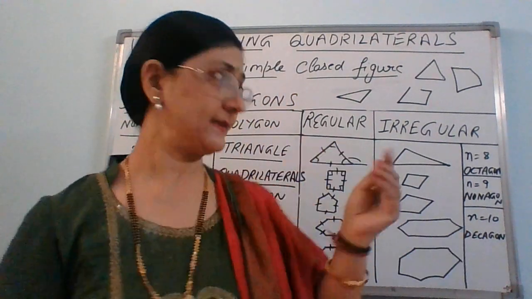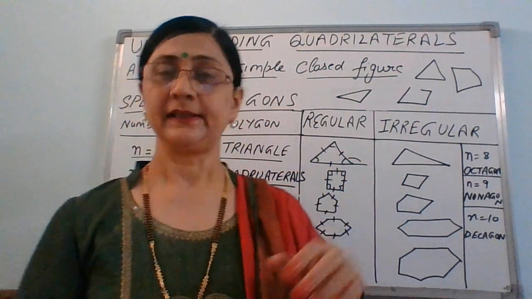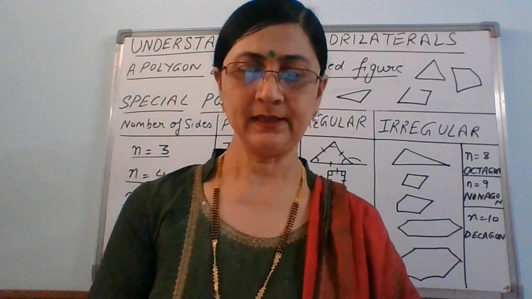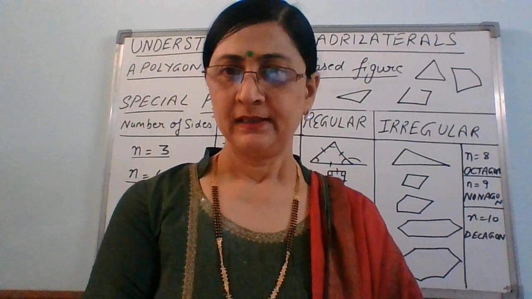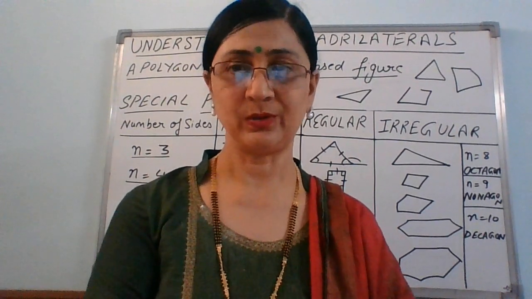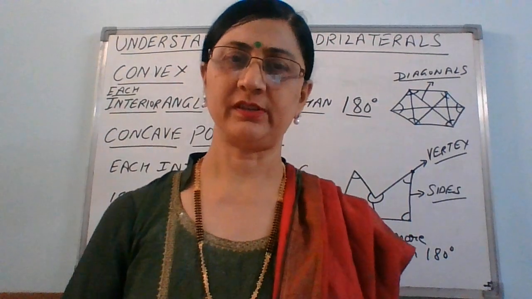How to find a single value of exterior angle if it is a regular polygon. So we'll be doing this. This was the introduction only, right children? Now just revise this, recall in mind.